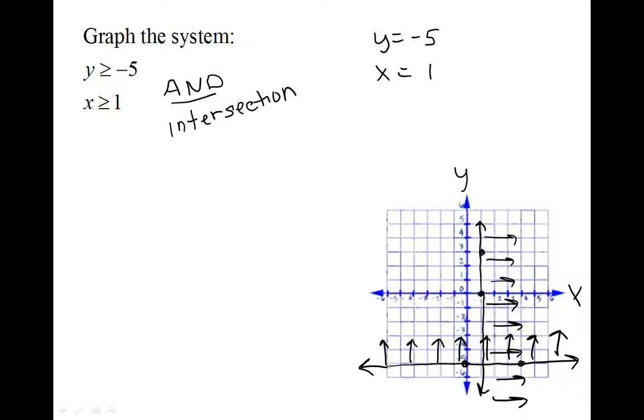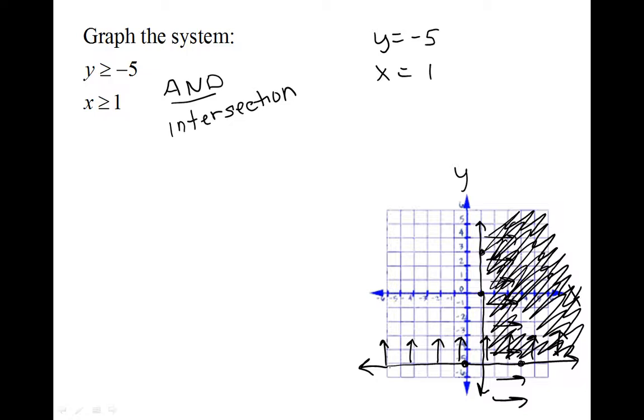So you can see the region where those two graphs, y greater than or equal to negative 5 and x greater than or equal to 1, are going to overlap. It's going to be where you see the arrows going here and the arrows going here. It's going to be this region right in here. Okay? That's the region where those two graphs overlap. Okay? So that region that I just shaded is the final answer to this problem. Okay?